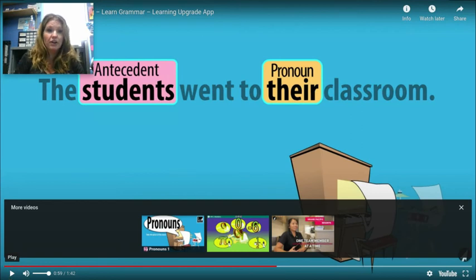Okay, I'm going to pause it right there to give a little clarification because this is a tricky one sometimes. It's a group of students and they went to their classroom because they all share the same classroom. But if you had something like "each of the students put on their hat," that would be incorrect because they don't all share the same hat. So if it said each of the students put on, you would say his or her hat because they're not all sharing that one hat.